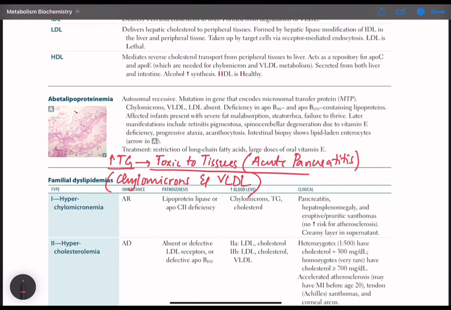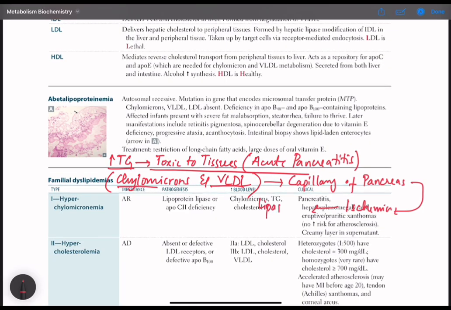So when the body has high levels of triglycerides or higher levels of chylomicrons or VLDL, they block the capillaries of the pancreas. These blocked capillaries cause ischemia, leading to activation of pancreatic lipases. These activated pancreatic lipases convert the triglycerides into free fatty acids. These higher levels of free fatty acids are toxic to the tissues of the pancreas.